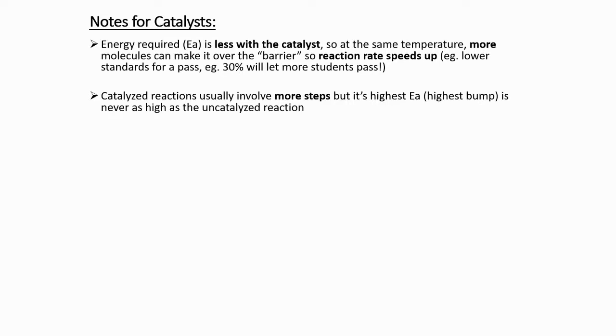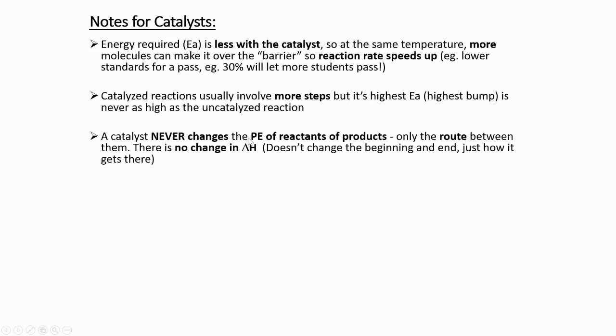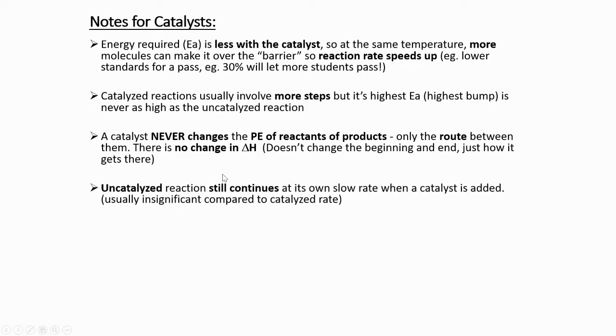Catalyzed reactions usually involve more steps, but not always. But its highest EA, the highest bump, is never as high as the uncatalyzed reaction. A catalyst never changes the potential energy of reactants or products, only the route between them. There's no change in our delta H. It doesn't change the beginning and end, just how it gets there. So it's like a tunnel: you're not going all the way up and over the mountain, you're going through the mountain.